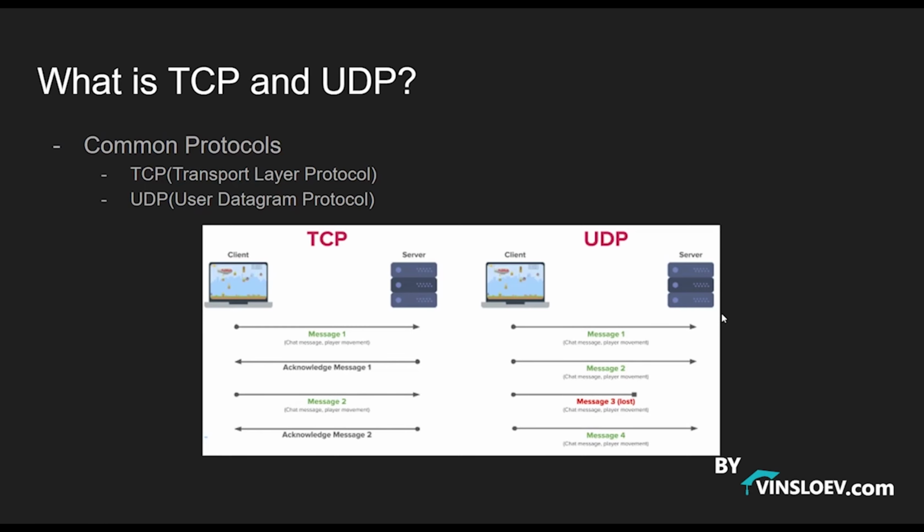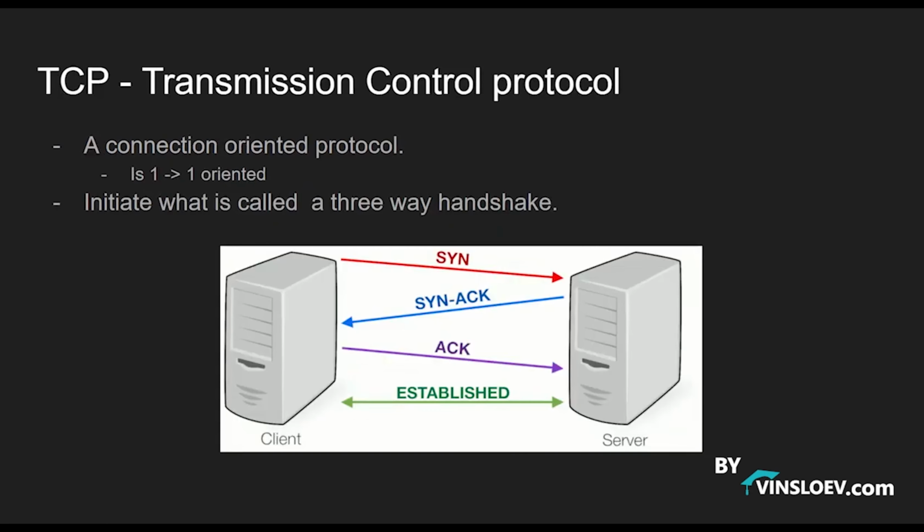So let's take a closer look at each of these. TCP is a connection-oriented protocol, and it is a one-to-one oriented protocol as well, meaning that we cannot use it for broadcasting messages, because we need to establish a connection between a client and a server in order for us to communicate.